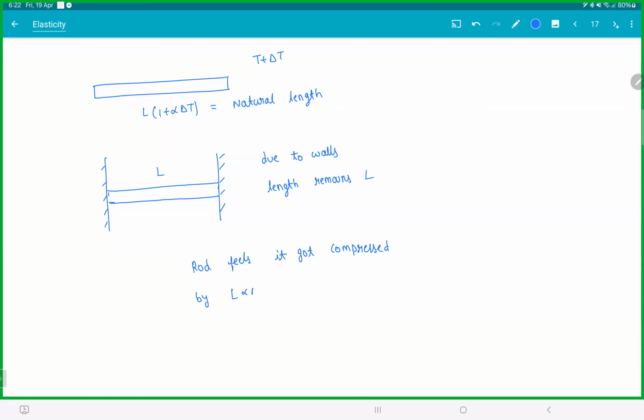By L alpha delta T. Hope you're getting the difference. Now, if you take the rod's FBD, the rod is being pushed by N from this side and N from this side. So tension in the rod is also N. I hope you remember this.